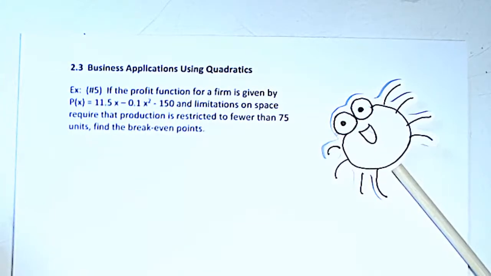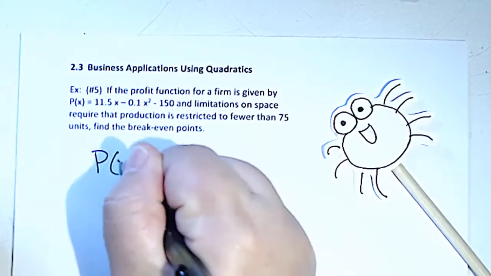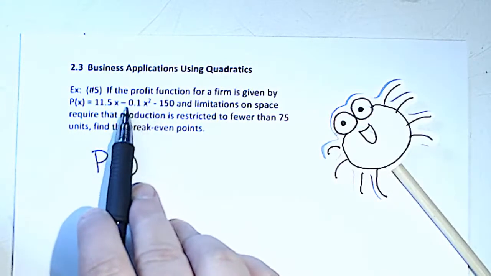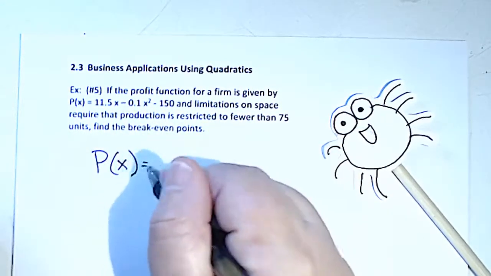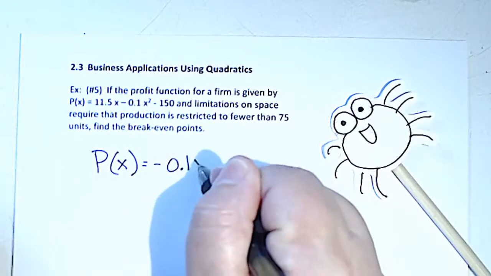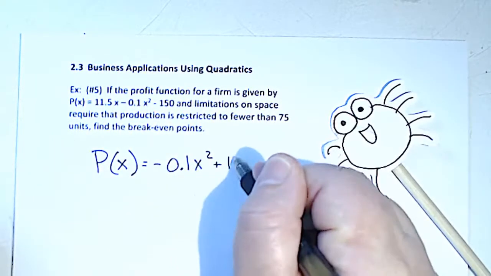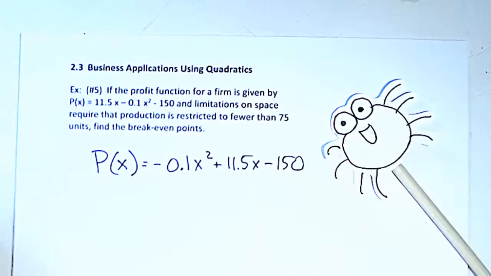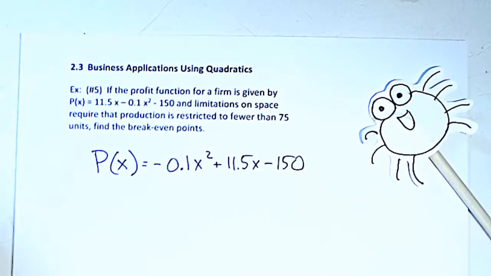Okay, so we've got applications using quadratics or parabolas, basically x squared. And the first one we're going to do is a profit function problem. And as usual, the book has written out profit with the leading term in the middle. So I'm going to go ahead and pull that out, the x squared term, right here. And then I'm going to look at what else it says.